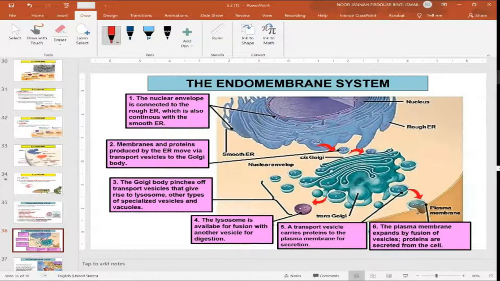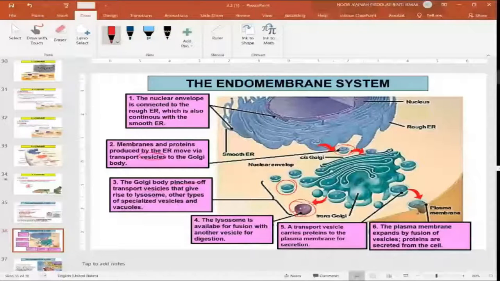Membranes and proteins produced by the ER move via transport vesicle to the Golgi body. Ini vesicle tadi kan ada dalam endomembrane system to the Golgi body. So the communication between the rough ER and the Golgi body is by means of vesicles. Then the Golgi body pinches off the transport vesicles and give rise to lysosome or other types of specified vesicles, such as food vesicles, okay? And this is lysosome, food vesicles, or any transport vesicle that will secrete the substance outside of the cell. The lysosome available for fusion with another vesicle for digestion, okay, lysosome for digestion.